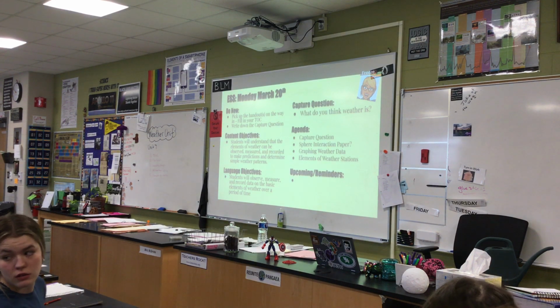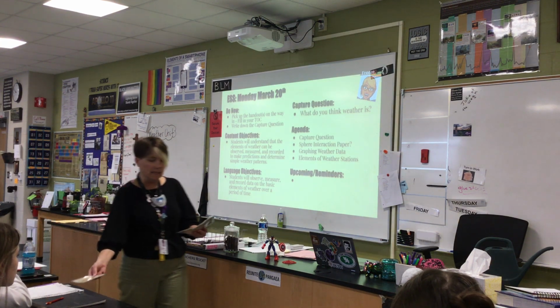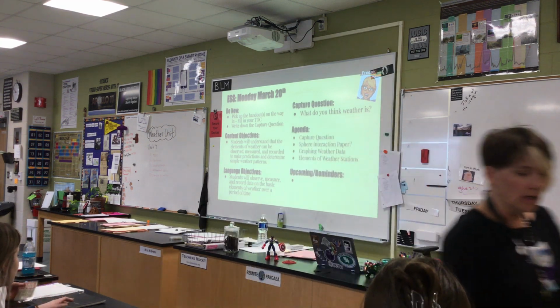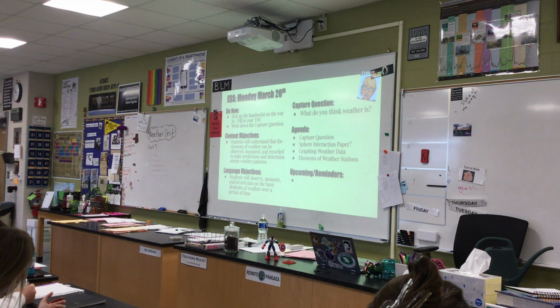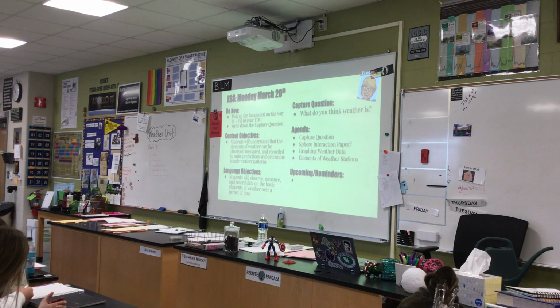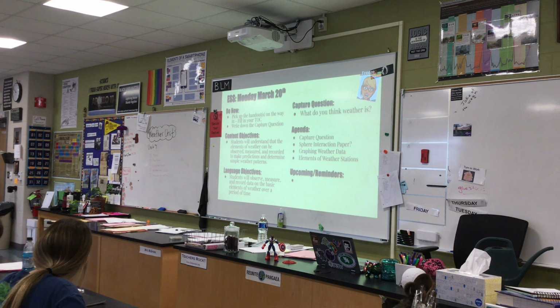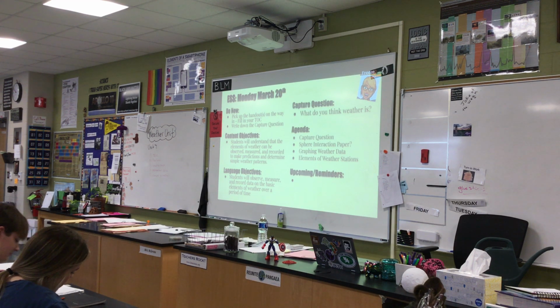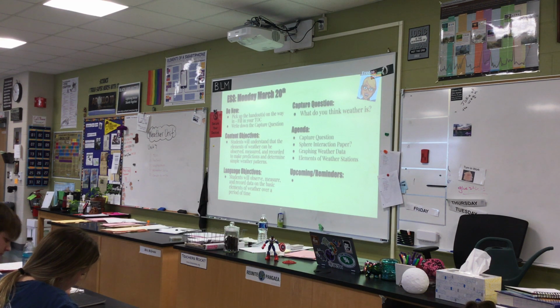I want you to look at these national forecasts. I'm giving one per team. And I want you to look at these maps that are like this. And we're going to see what you can learn about this. What are the symbols telling us? What do we know by looking at these maps? Look at the maps with your partner. What is it that you can learn about these maps?